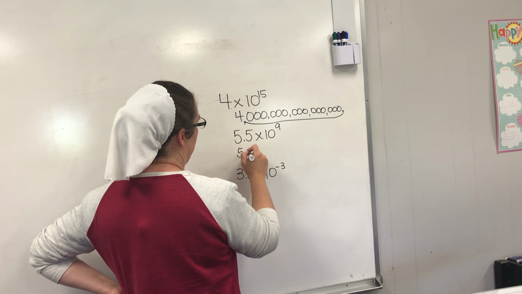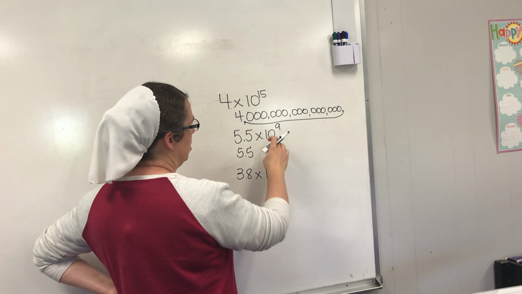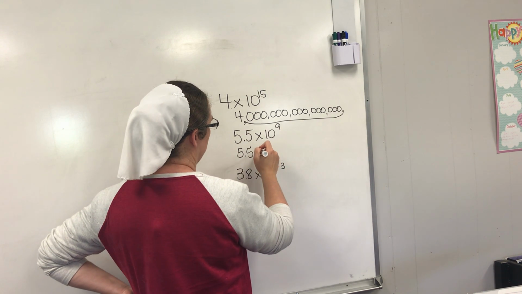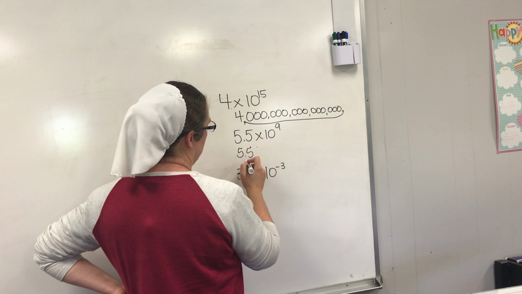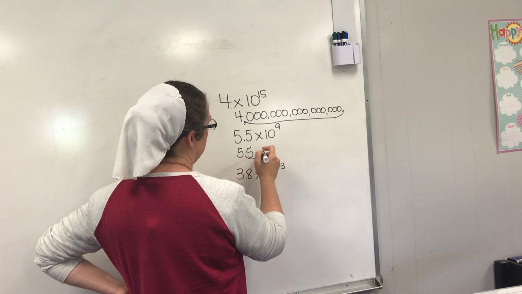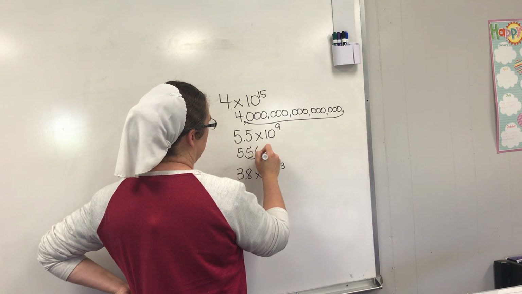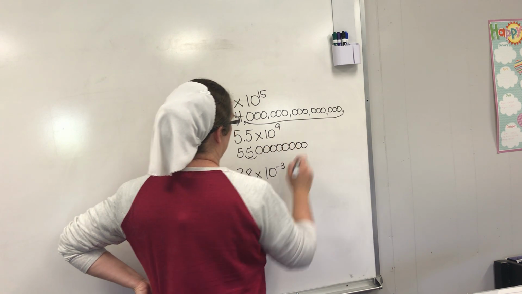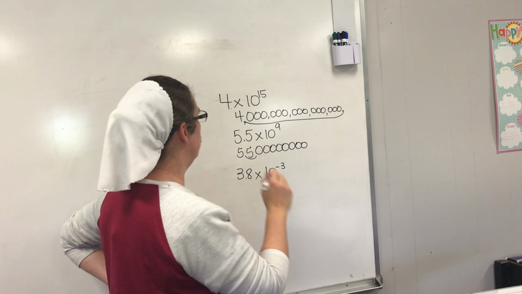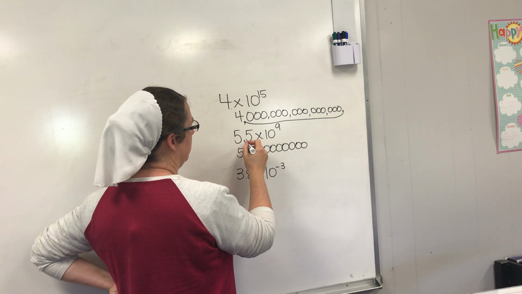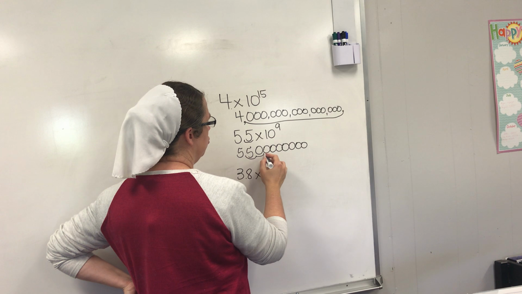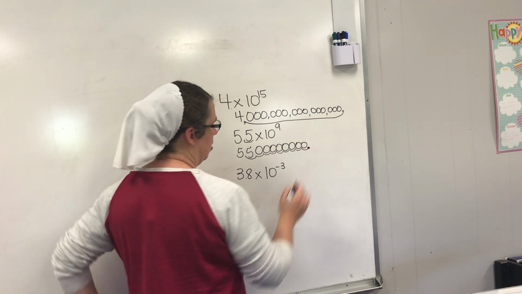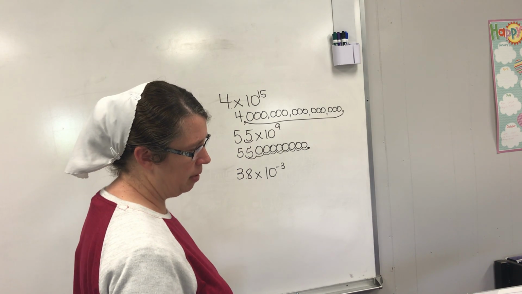Same with this. We've got 5.5 and we need to move it 9 places or add zeros. So we would move it 1 and then we'll add 8 zeros because we're already moving it here 1 place, 1, and then 2, 3, 4, 5, 6, 7, 8, 9. Move it out 9 places.